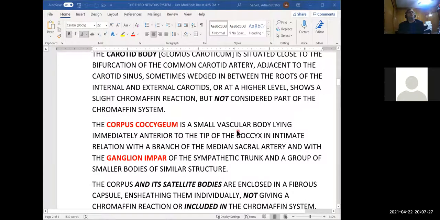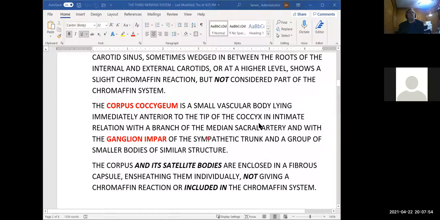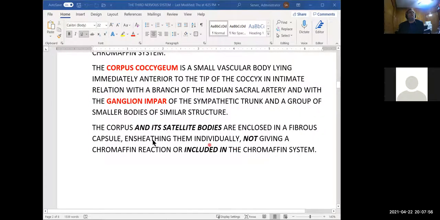The corpus coccygeum is a small vascular body lying immediately anterior to the tip of the coccyx, in intimate relation with the branch of the median sacral artery and with the ganglion impar, the sympathetic trunk, and a group of smaller bodies of similar structure. Now, the ganglion impar, you might remember, is the only place where the sympathetic chains come together on the anterior of the coccyx. So that's a very important structure.